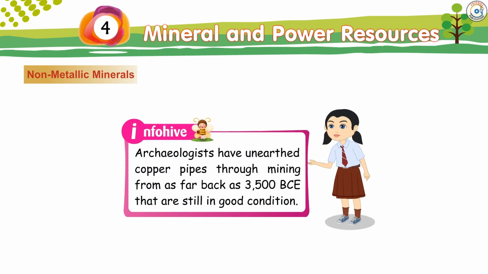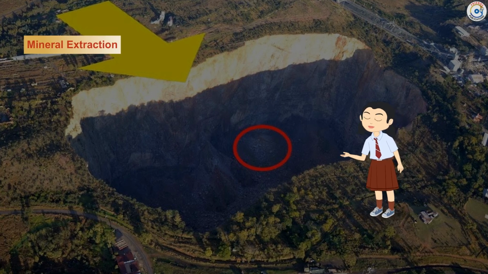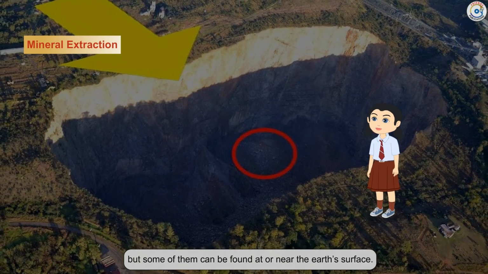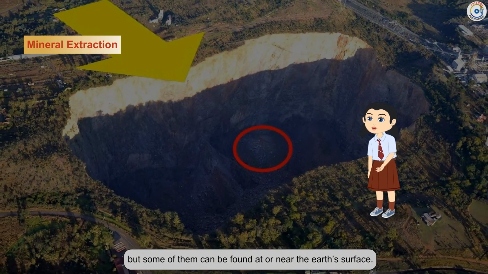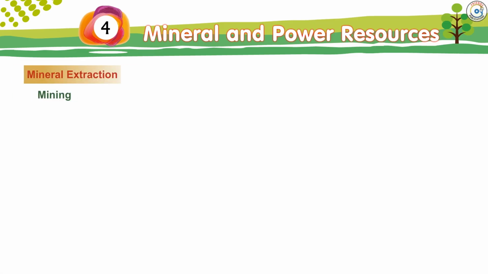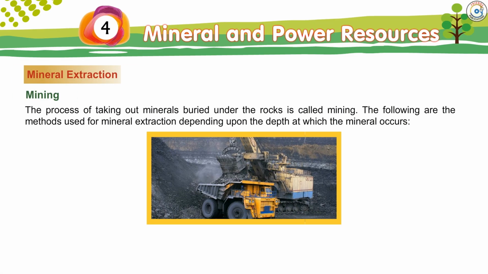InfoHive. Archaeologists have unearthed copper pipes through mining from as far back as 3500 BCE that are still in good condition. Mineral extraction. Generally, minerals are located deep inside the earth, but some of them can be found at or near the earth's surface. Minerals can be extracted by the following processes. First, mining. The process of taking out minerals buried under the rocks is called mining.